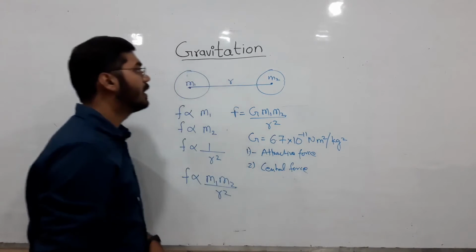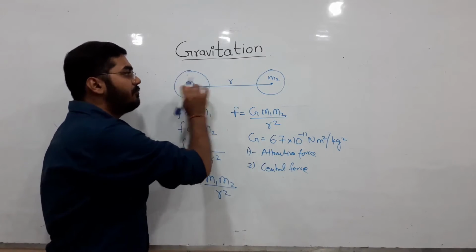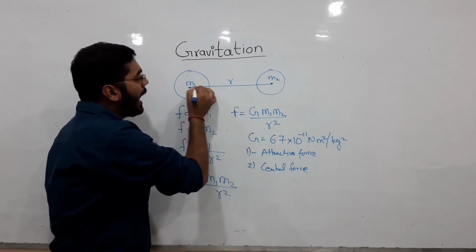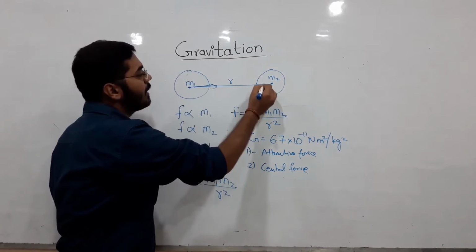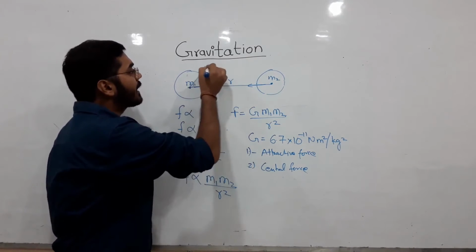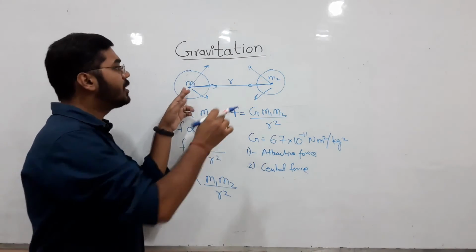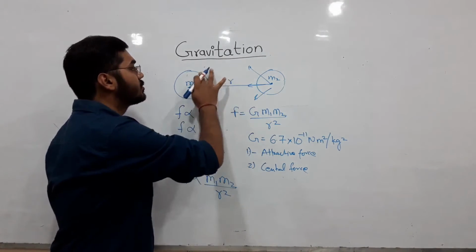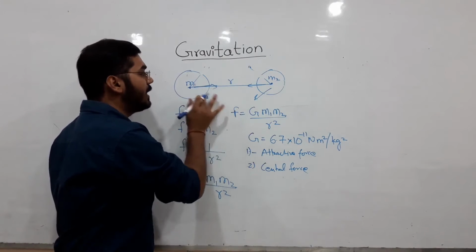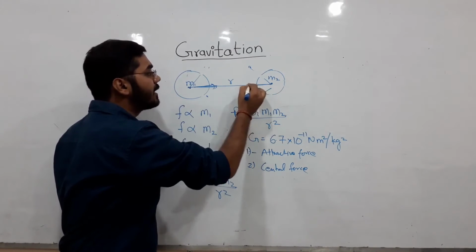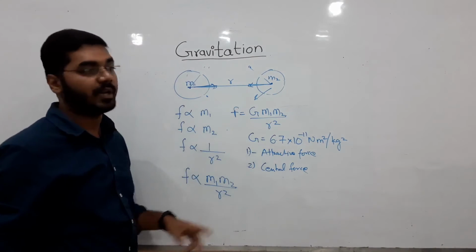What does it mean? The force acting between them acts along this line, which means the force will not act like this, or like this. The force will act along the line joining their centers. So this is the line joining their centers, and the force will act only through this line. So it is a central force, very important.